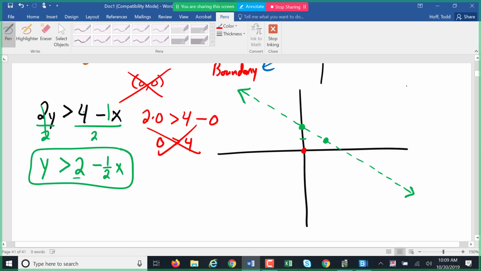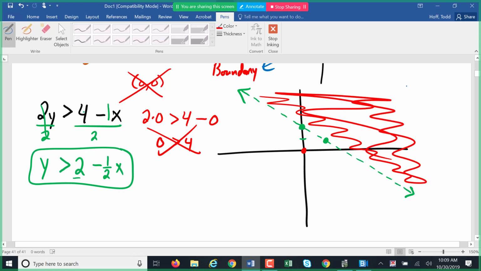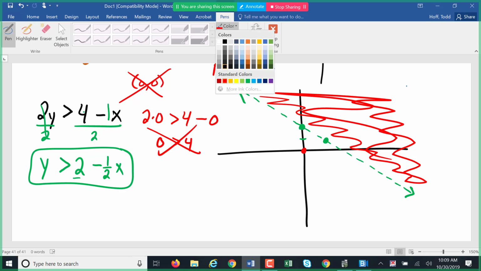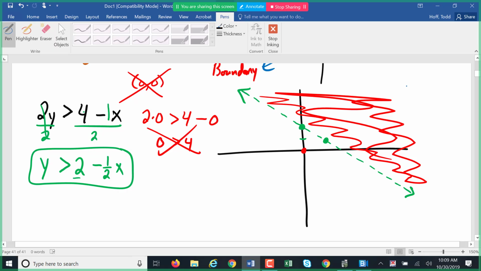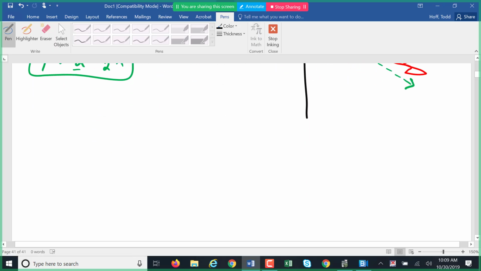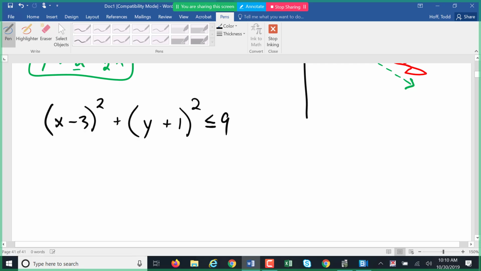So that means we shade the opposite side of the line. Over here is the solution. Again, the dotted line tells us that points that are exactly on the line are not part of the solution. We can have other inequalities. We might have x minus 3 squared plus y plus 1 squared equals 9. Oops. Let's say less than or equal to 9.